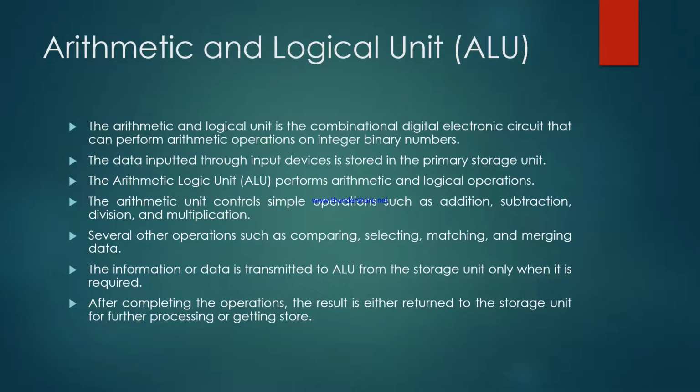After the control unit, we have the arithmetic and logical unit, which is also called ALU. The ALU is a combinational digital electronic circuit that can perform arithmetic operations on integer binary numbers. These arithmetic operations can be addition, subtraction, division, multiplication, or other operations like comparing, selecting, matching, and merging of the data. The information or the data is transmitted to the ALU from the storage unit only when it is required, and after completing these arithmetic and logical operations, the result is either returned to the storage unit for further processing or gets stored.